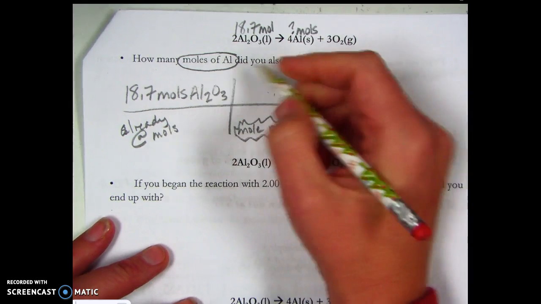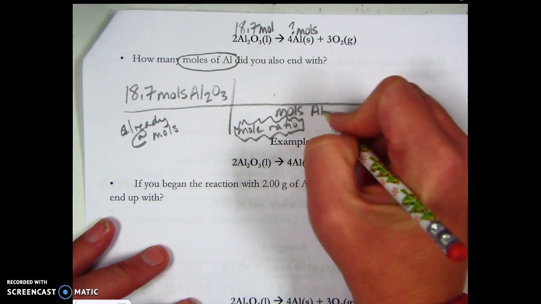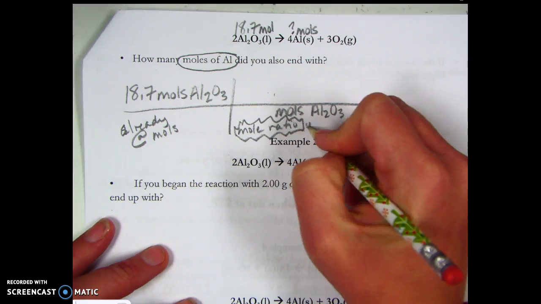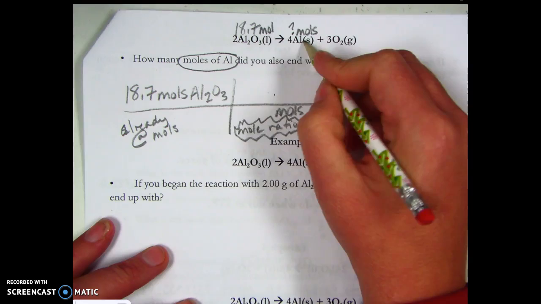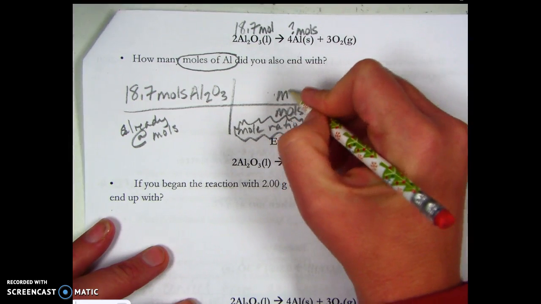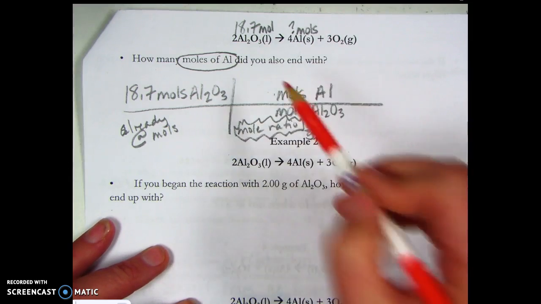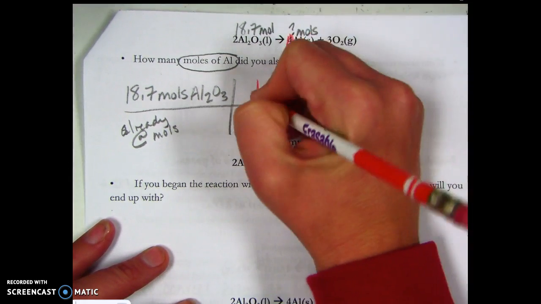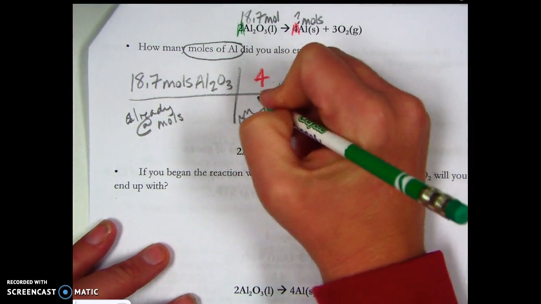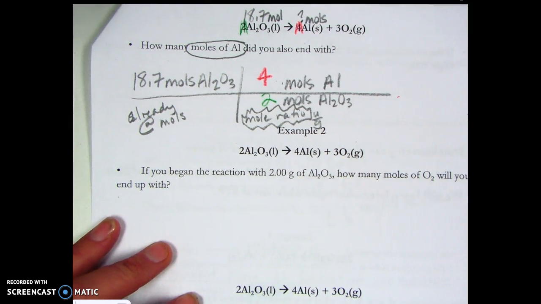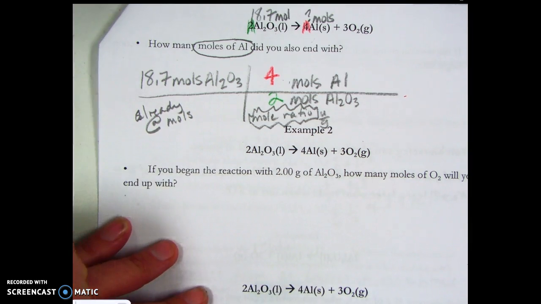Okay. And the words on the top are the words on the bottom, so we're going to have moles of Al2O3, which is my given, and we know our mole ratio is U over G. So our unknown is moles of aluminum. Looking at our numbers, we have 4 moles of aluminum for every 2 moles of aluminum oxide. Okay, some of us can reduce that fraction, some of us cannot. So I'm going to do it.